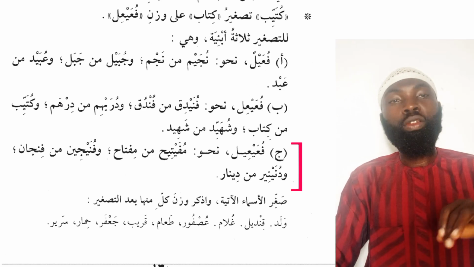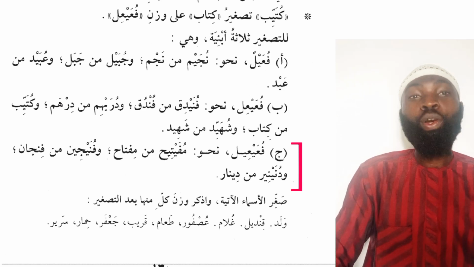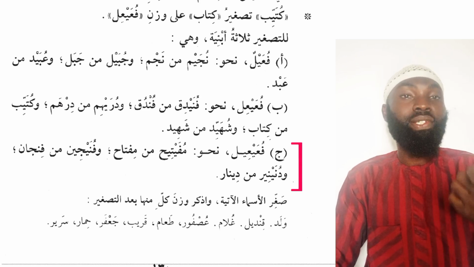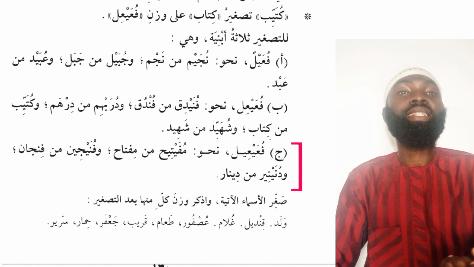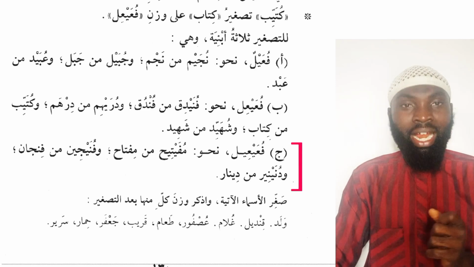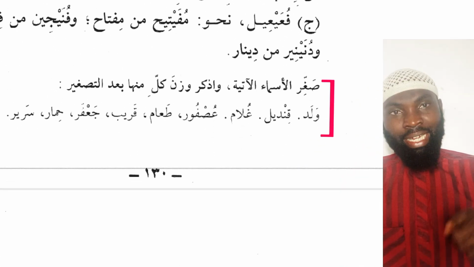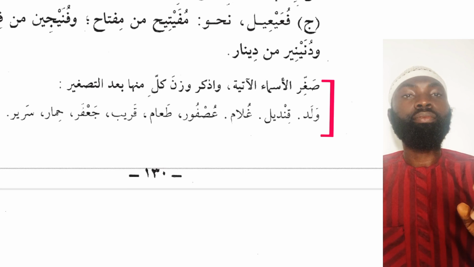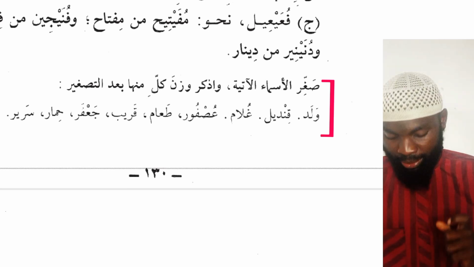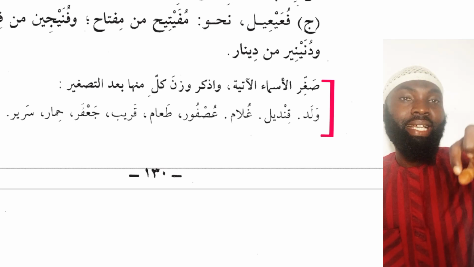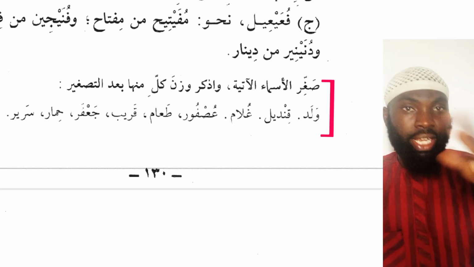Understanding these three patterns will make it easier for you when you try to get the diminutive form, the tasghir, the ismul musaddar, the tasghir form of what? The nouns. Here we have a short exercise to solve. He says, Saghir al-asma al-atiya. You are to make the following nouns into their diminutive forms, وَذْكُرْ وَزْنَ كُلِّ مِنْهَا بَعْدَ التصغير. And you have to mention the pattern of each of them after doing it.